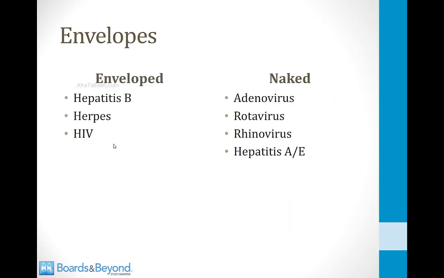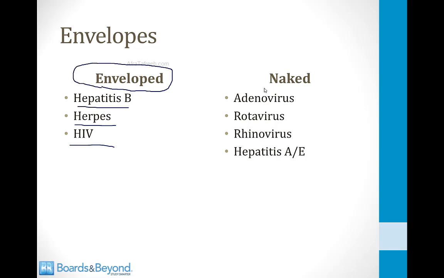A rule of thumb that can be very helpful to remember is that in general, envelope viruses cannot survive in the environment, so they usually are not transmitted fecal-orally or through contaminated drinking water or anything that would require them to survive for long periods of time outside the body. So for example, hepatitis B is an envelope virus and it's transmitted sexually. The herpes viruses are all transmitted through direct contact, and HIV is transmitted sexually.